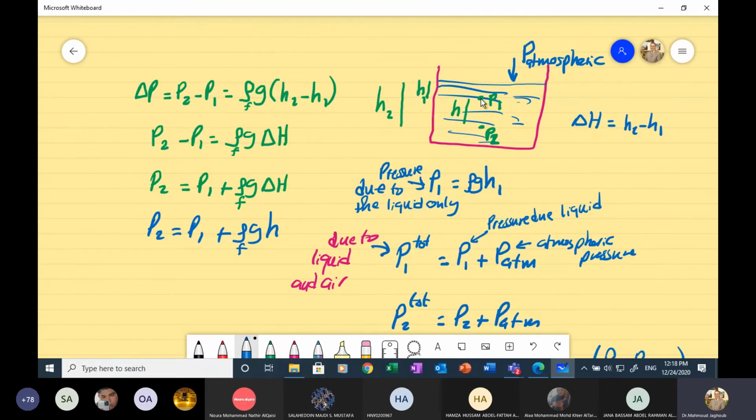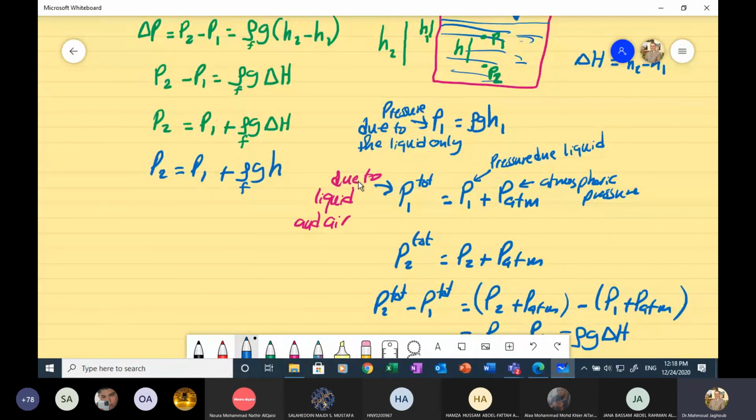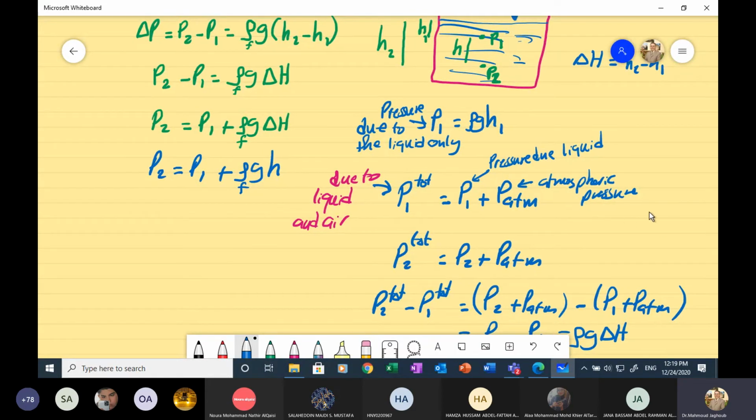So what were we calculating before? When I wrote P1, what did I mean? I meant the pressure due to the liquid only. But I have another pressure due to the atmosphere. So P1 total, the total pressure, equals the pressure due to the liquid plus the atmospheric pressure. As simple as that. Also P2 total will be equal to P2 due to the liquid plus P atm. So calculate the difference between them.